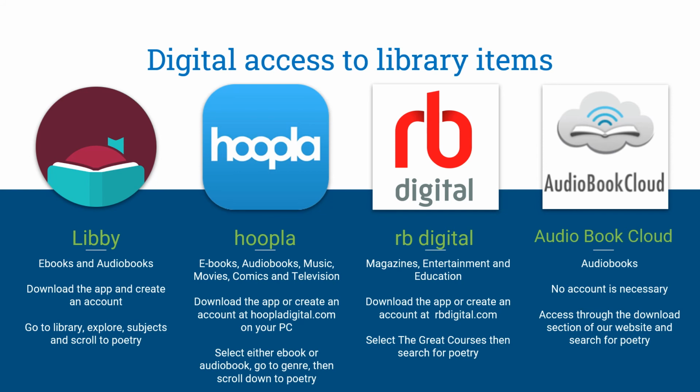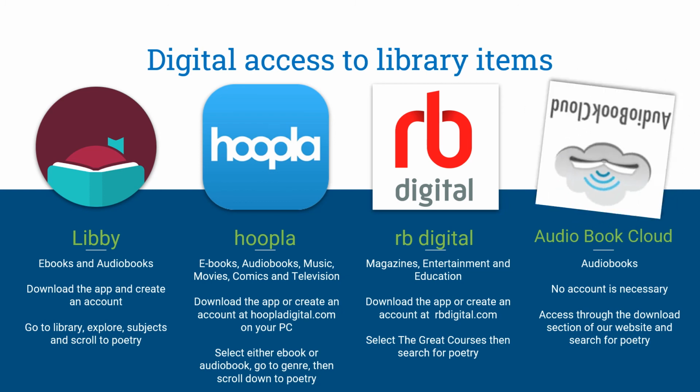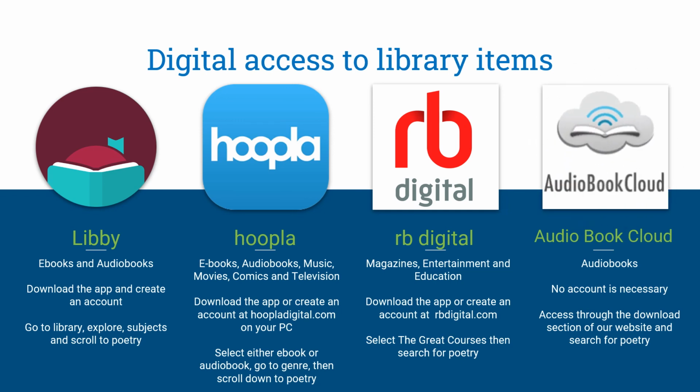We also have RB Digital, which has a great course on poetry. In general, they also have magazines, entertainment, and a wide variety of educational programming. You'll download the app or create an account at rbdigital.com. Once you're in, to search for poetry, go to the Great Courses and then search poetry. And then finally, we have Audio Book Cloud. This is specifically for audiobooks. And right now, no account is necessary. This one, however, you will need to access through the download section of our website, and you'll search for poetry.